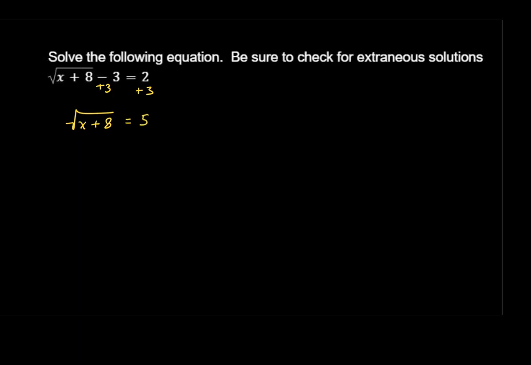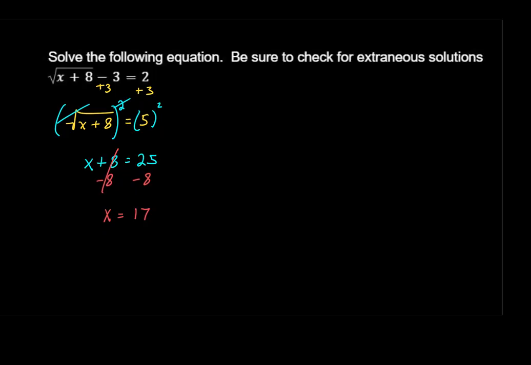And then we'll get rid of the radical itself, and the opposite of square rooting something is using our power, which would be squared in this case. Squaring and square rooting will cancel out, leaving me with x plus 8 equals 5 squared, which is 25. Now that the radical is gone, we just have to finish solving for x. So subtract 8 from both sides in this case. So we'll have x equals 17.